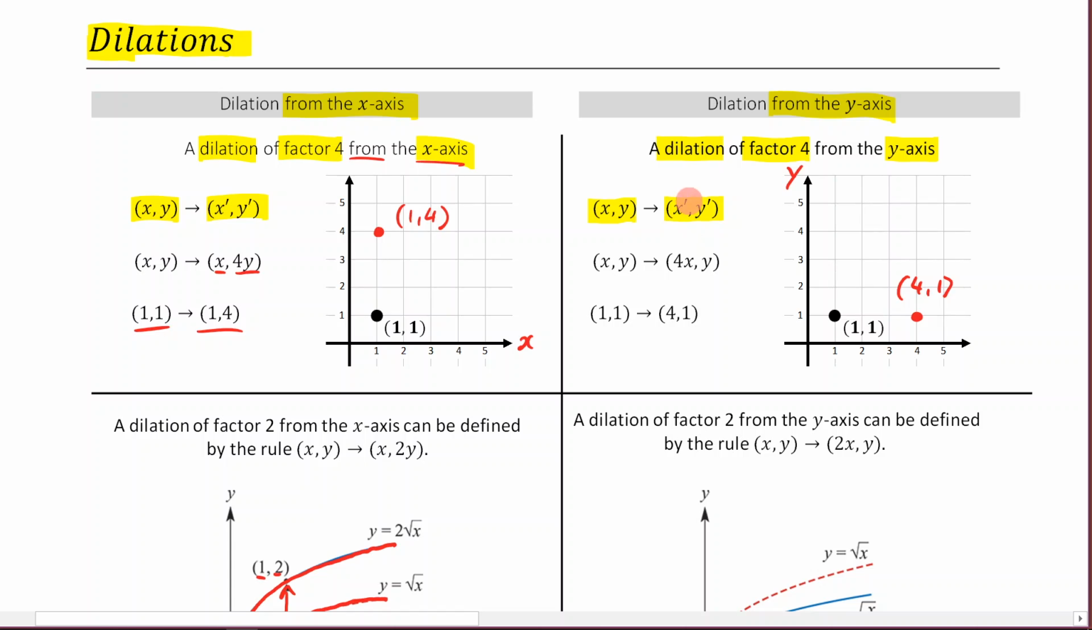So that means x dash is going to be equal to 4x, and y dash just remains as y. My final answer is 4, 1.